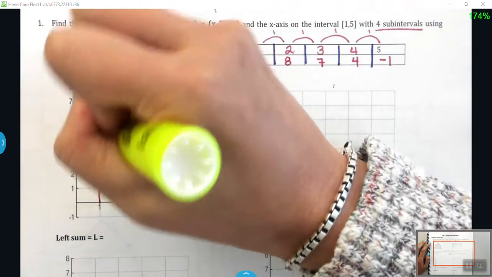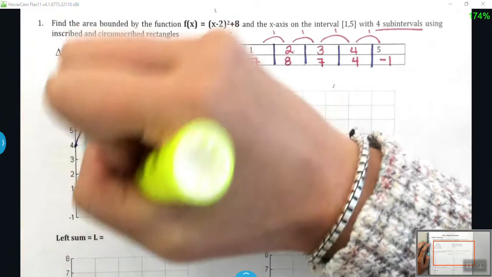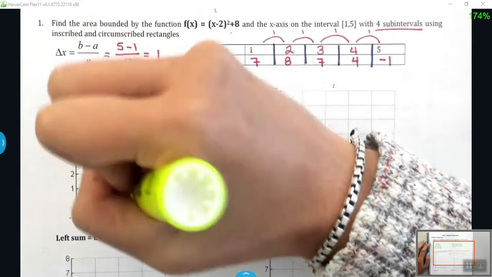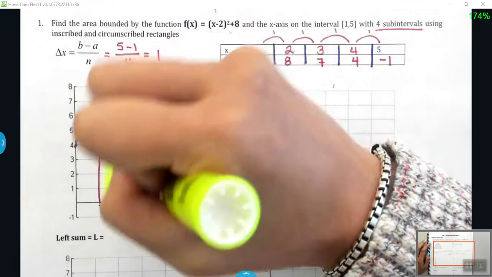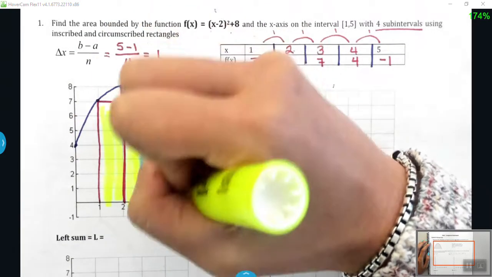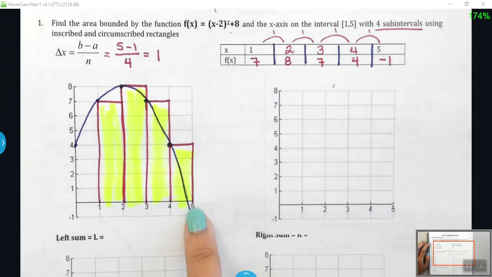So that section, that one, and that one. These bottoms aren't here. I don't know. My highlighting skills aren't the best.